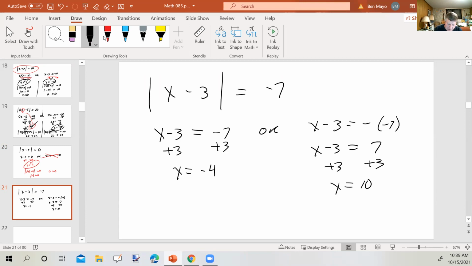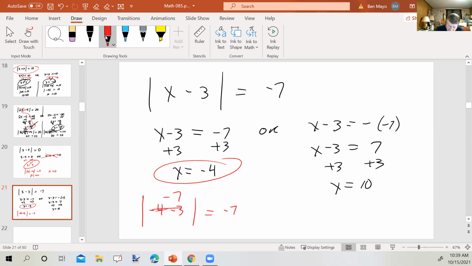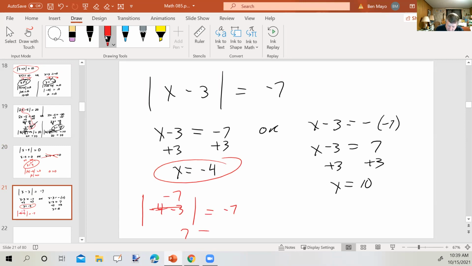Okay, let's check our work. Let's take this one. If x is negative 4, we get the absolute value of negative 4 minus 3 is negative 7. Negative 4 minus 3 is negative 7, but the absolute value of negative 7 is 7. So we get 7 equals negative 7. Doesn't work. Okay. Second equation, if x is 10, the absolute value of 10 minus 3 equals negative 7. 10 minus 3 is 7. The absolute value of 7 is 7. 7 doesn't equal negative 7. So we get no solution.